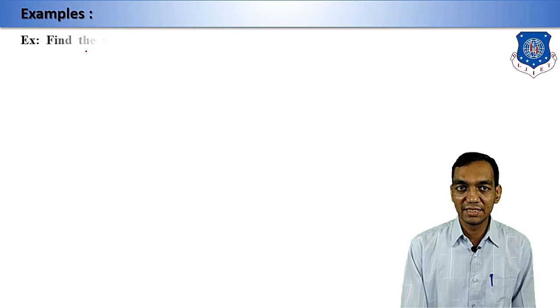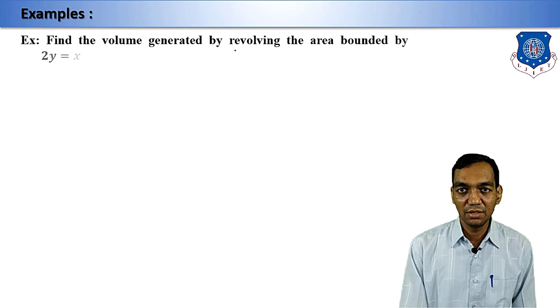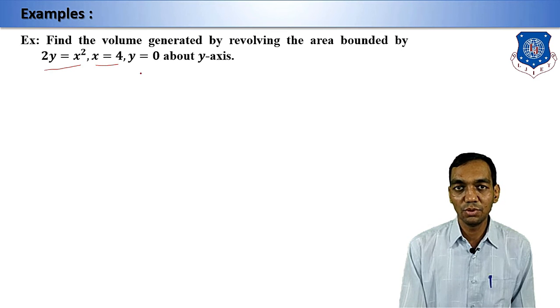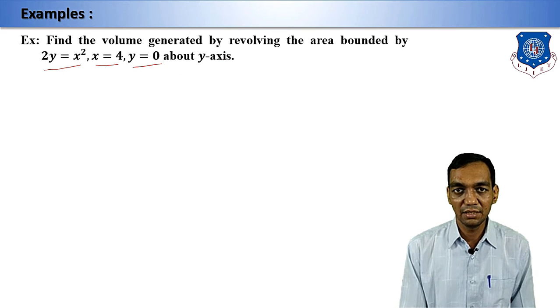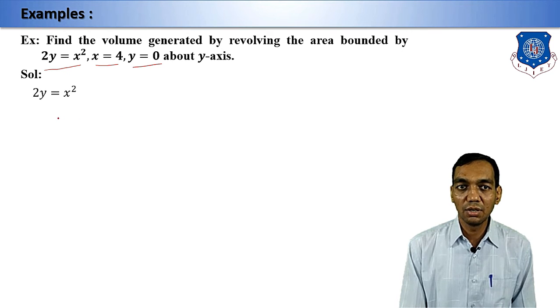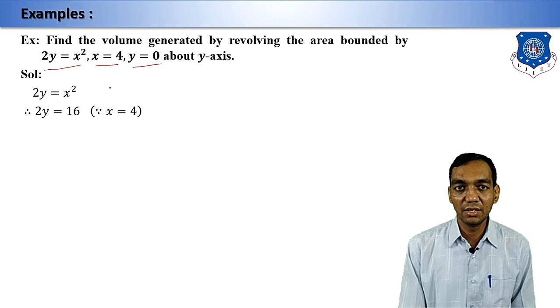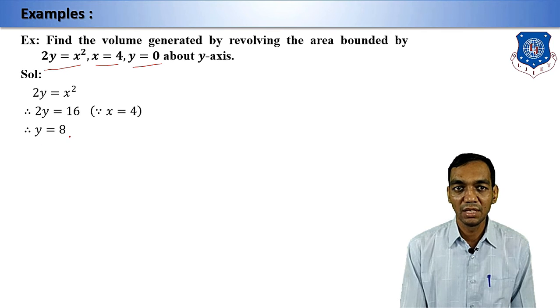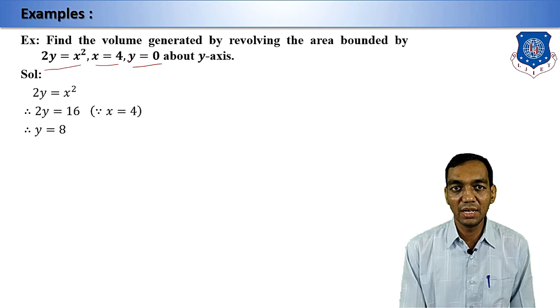Now we are going on to the example. Find the volume generated by revolving the area bounded by the parabola 2y equals x square, x equals 4, y equals 0 about the y-axis. Correct? Now see, first of all, we are starting with the curve 2y equals x square, and to find the intersection point of these two, you put x equals 4, then that will give you the point y equals 8. So the intersection of the parabola and line is 4, 8.